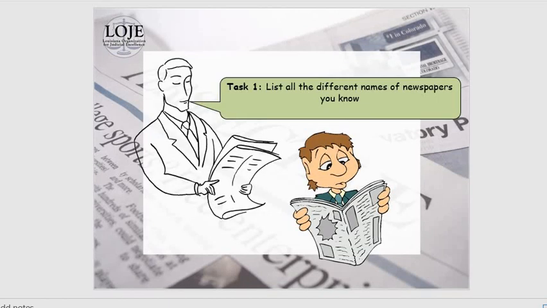So once you've done that, I want you to list under your title as many different names of newspapers that you know. Can you think of any that your parents might read? You might read some yourself. You might have seen some at your grandparents' house or just in the shops. List as many names as you can think of. Maybe pause the video, that would be a good idea. And then we're going to see if we've come up with some similar ideas.